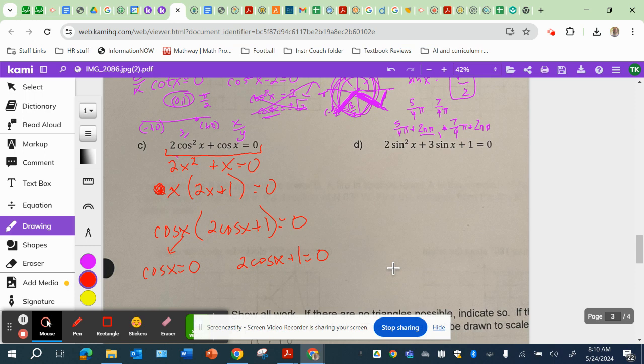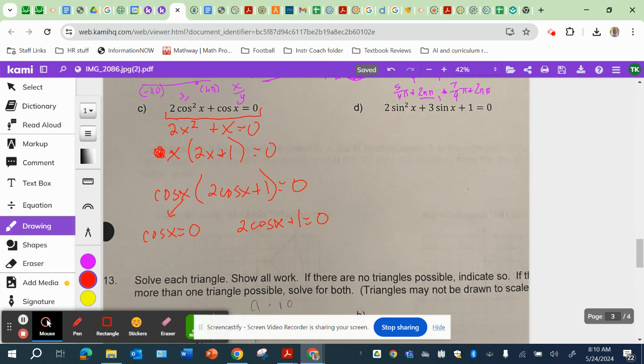So where is the cosine equal to 0? Cosine is the x-coordinate. So pi over 2 and 3/2 pi down here as well. And then I solve this one for cosine. I take the 1 over and divide by 2. Where is the cosine negative 1/2?